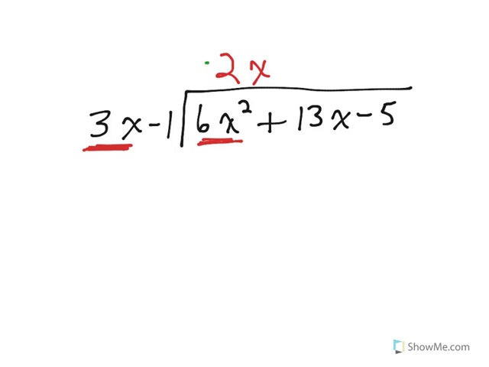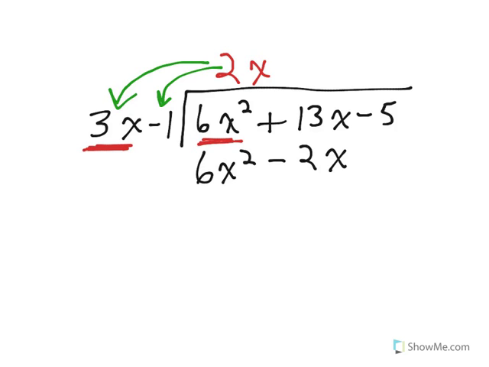We put that answer up on top. Now we multiply that 2x times both terms on the outside. 2x times 3x is 6x squared. 2x times negative 1 is negative 2x. Our goal here is to get the first term inside the parentheses to be exactly the same, because now we are going to subtract that entire binomial. 6x squared minus 6x squared is 0. They cancel out.